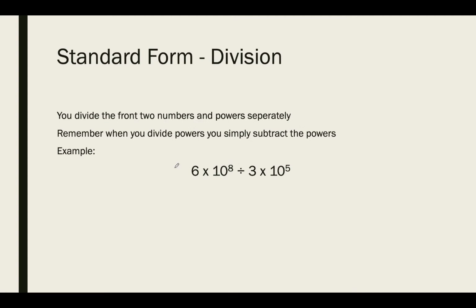So the first step is to divide the front two numbers together. So 6 divided by 3 is 2, times, because we know it's always going to be times 10, and then 8 minus 5 is 3. So we're left with 2 times 10 to the power 3, and that is our answer.